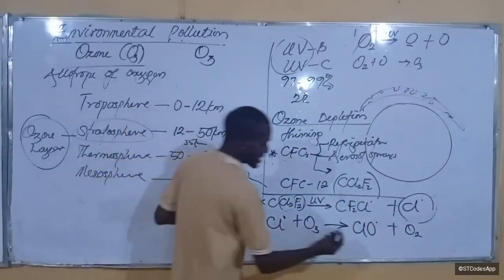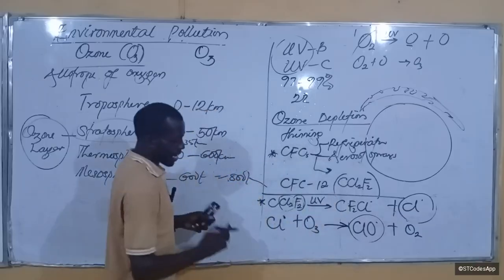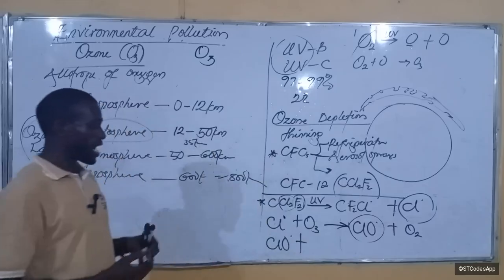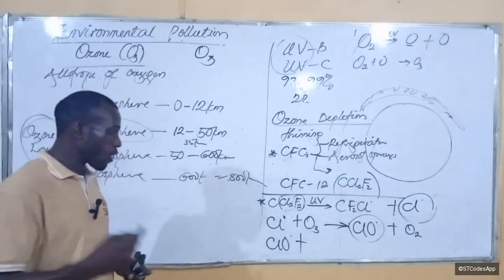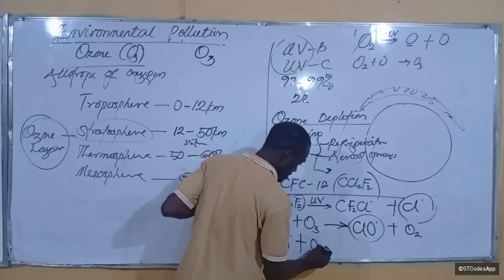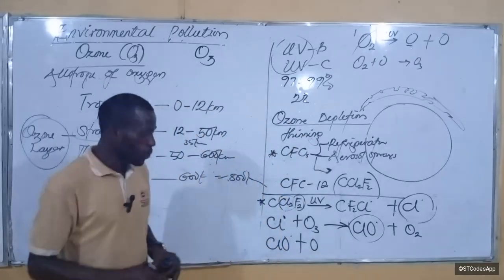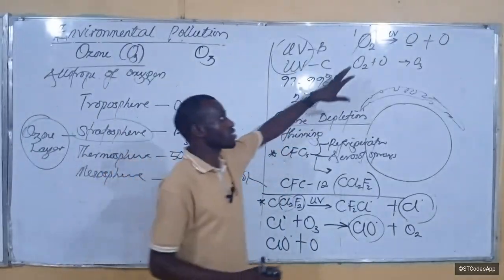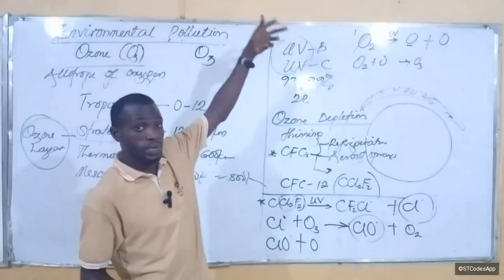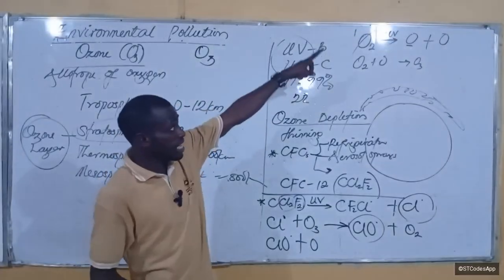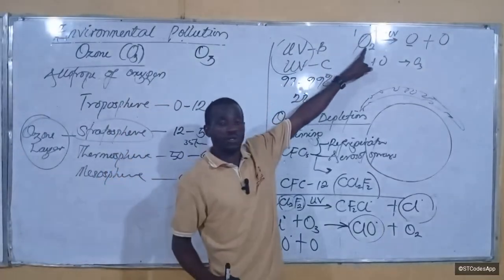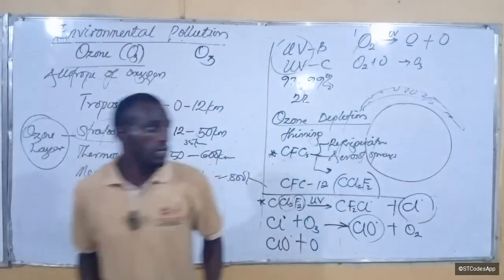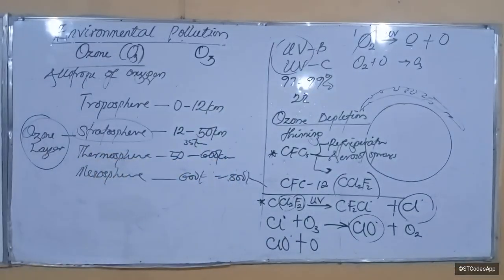What will now happen is that this ClO dot will react with another oxygen atom, because it's very reactive. Now this O, how is it formed? You know already, by natural phenomena. I said some of the small UV light still penetrates the earth and can break this O2 into two oxygen atoms. Do you understand me?